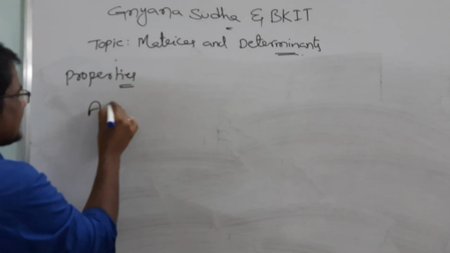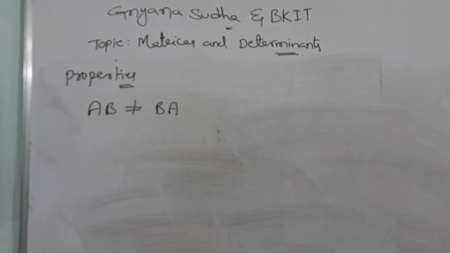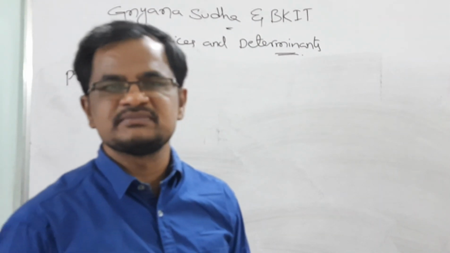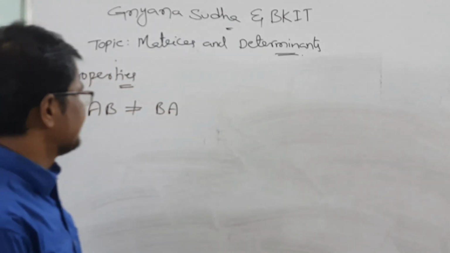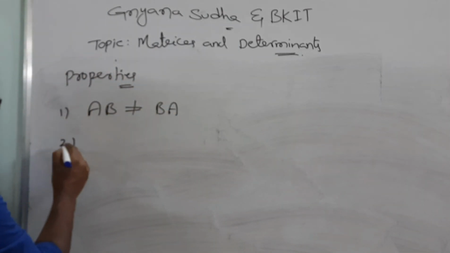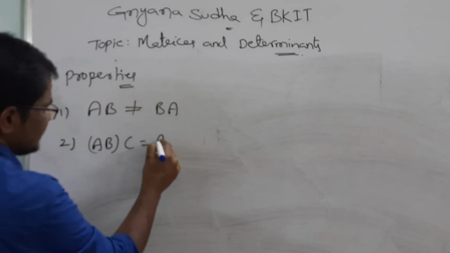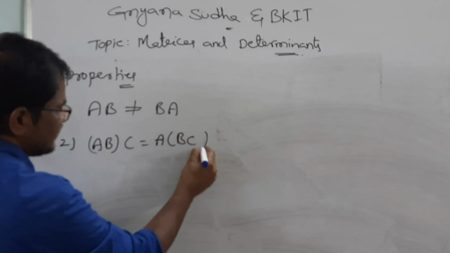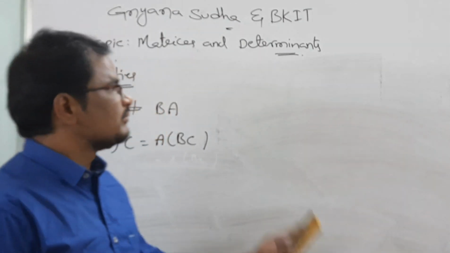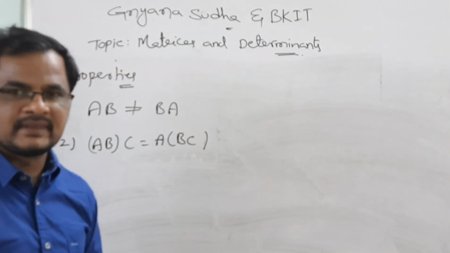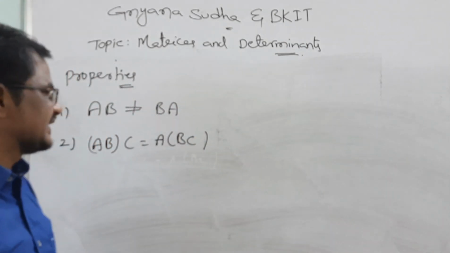If you multiply AB and BA, generally these two are not equal, which means matrix multiplication does not hold the commutative property. Second, A into B into C is definitely equal to A into B into C, which means matrix multiplication holds the associative property.